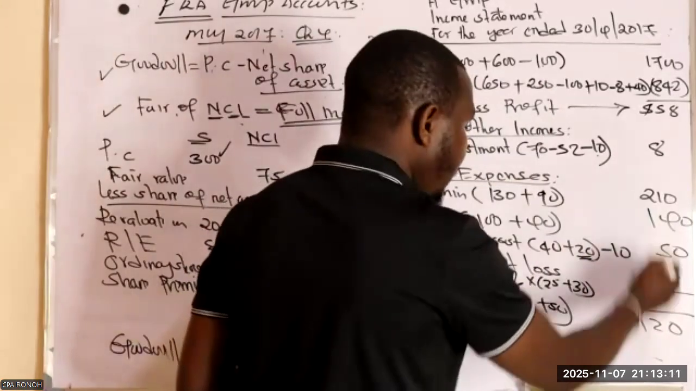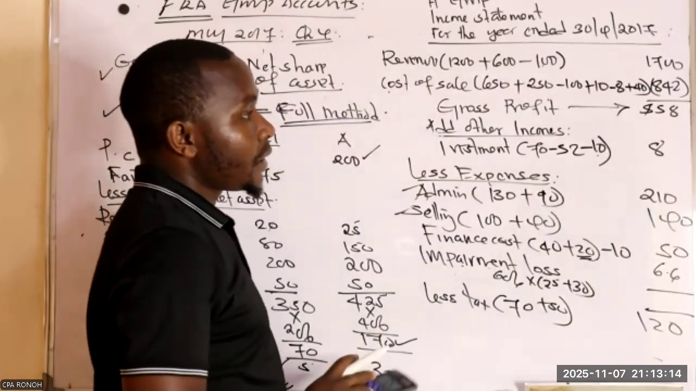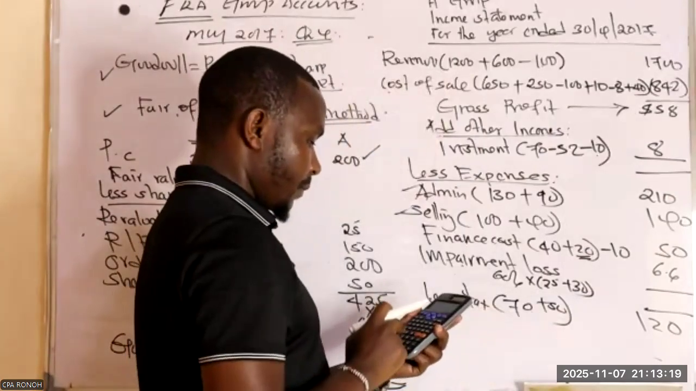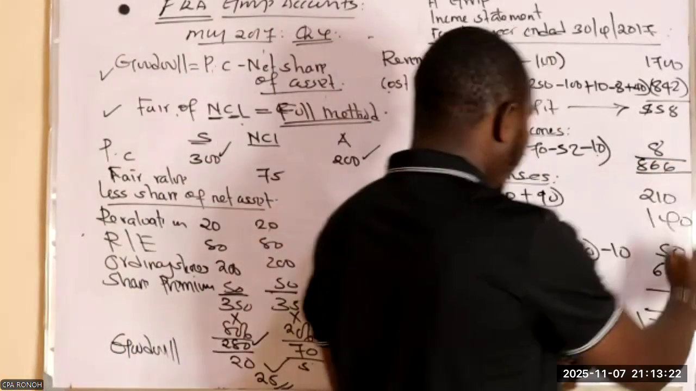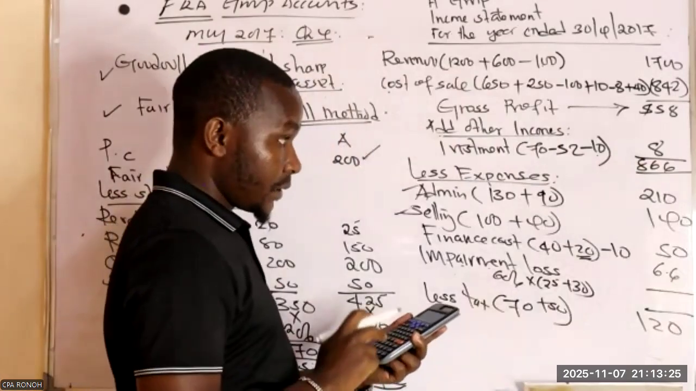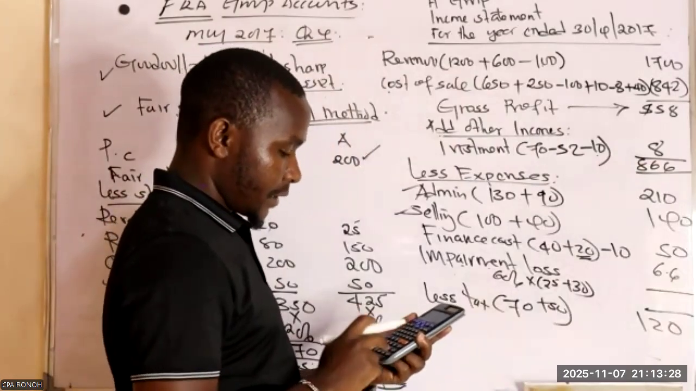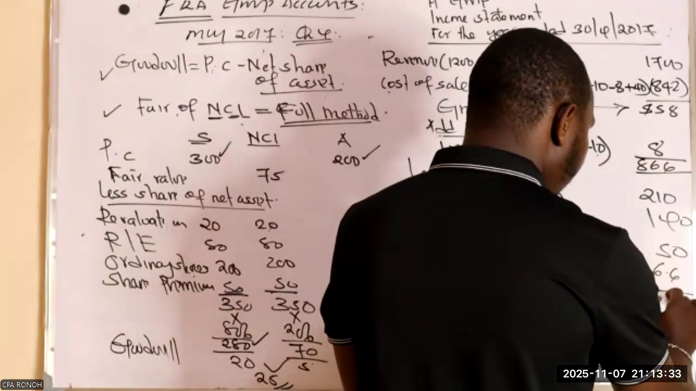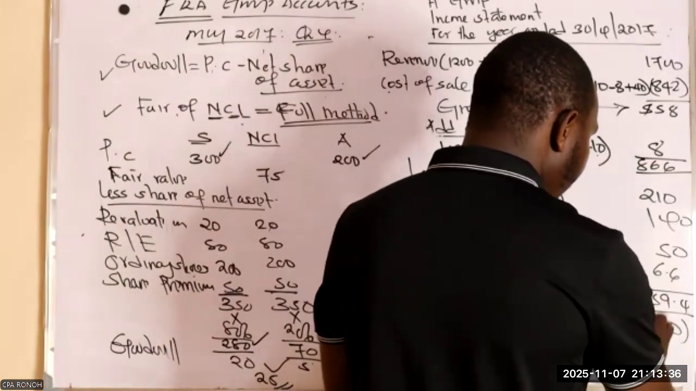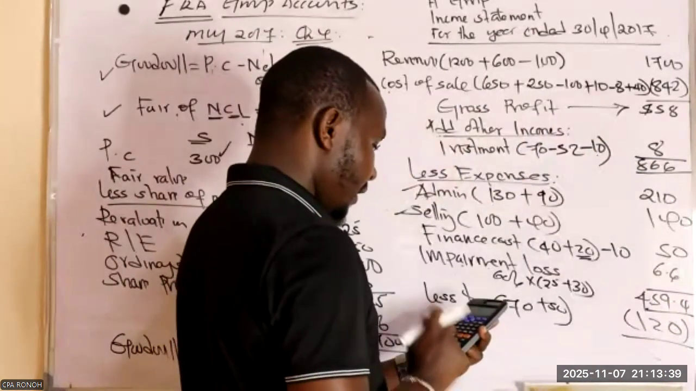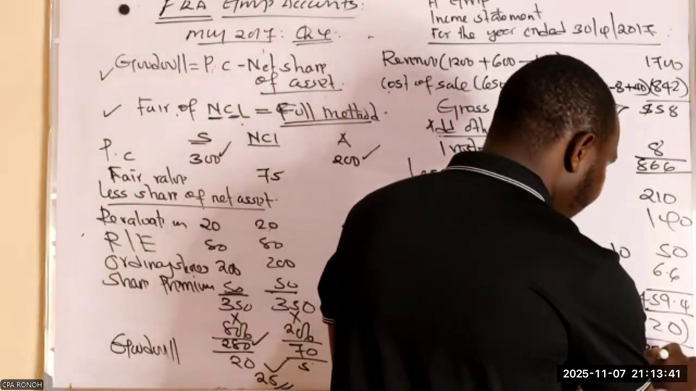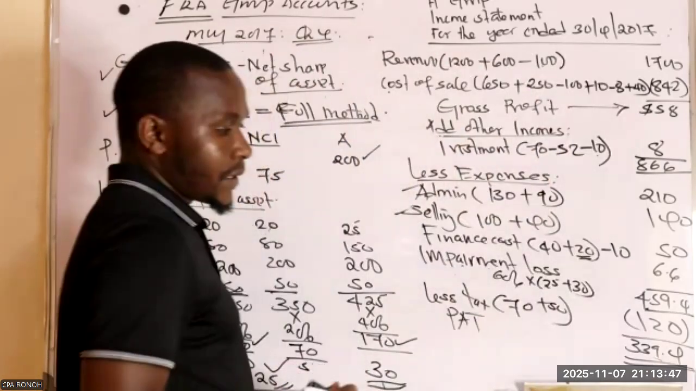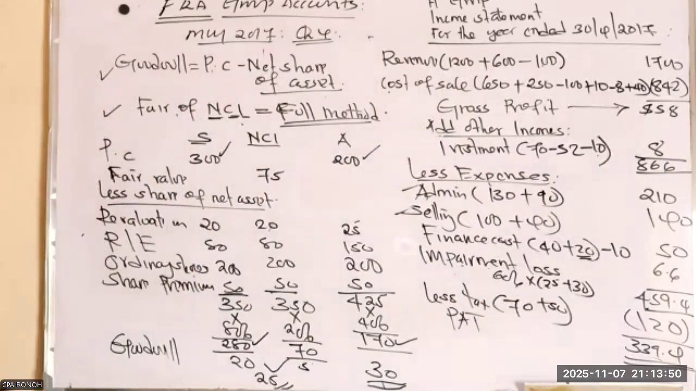Now subtract this to give us the profit before tax. Get the total income here, 866. Subtract all this. Minus 210. Minus 140. Minus 50. Minus 6.6. To give us 459.4. Subtract 120 to give us 339.4 as a profit. The profit after tax.